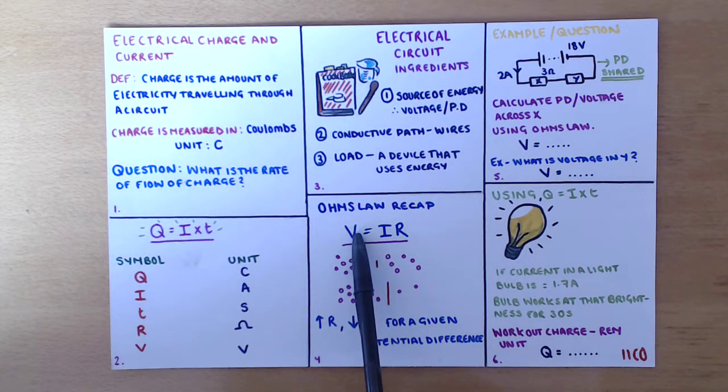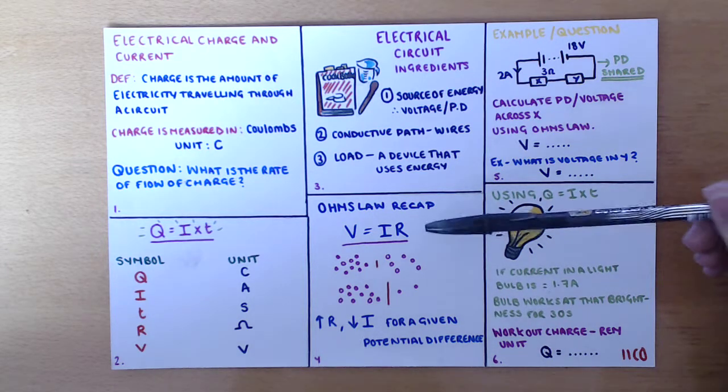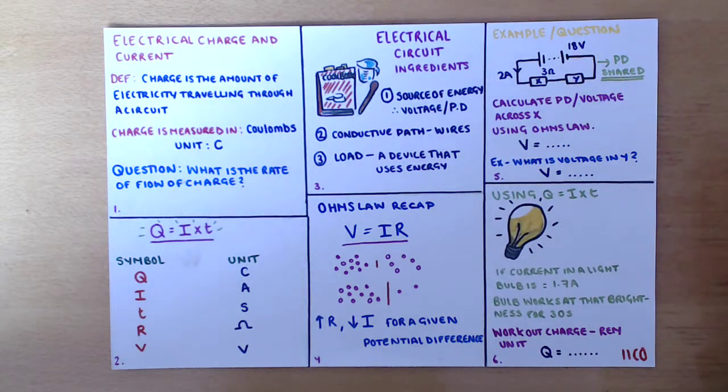So for a given voltage, if I increase the resistance, if I increase the length of this red bar, my current is going to decrease. And that's how we use Ohm's law here. Now I'm going to give you an example question.